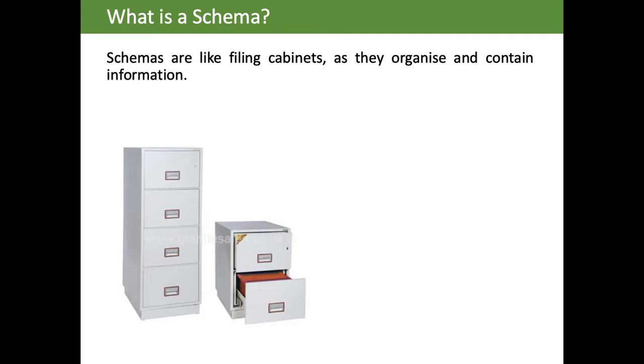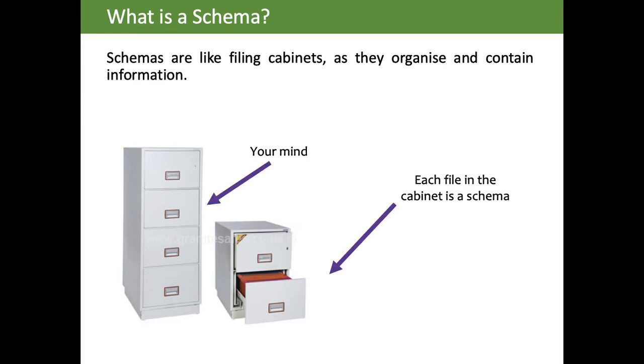Okay, so schemas are kind of like filing cabinets. They organise and contain information. So your mind is like a big filing cabinet, and each file in the cabinet is a schema. So you might have a schema for restaurants, and that schema tells you what to expect in a restaurant and helps you to understand what you need to do when you get there. You might have a schema for dogs, so that you can recognise the dogs and you know what they are and how they're likely to act.